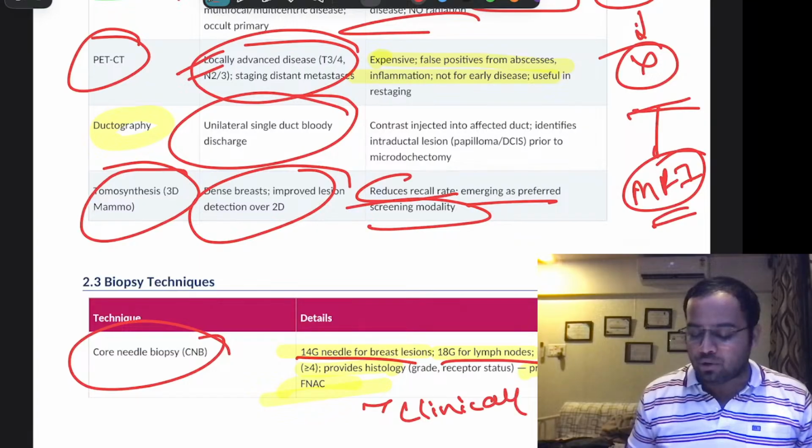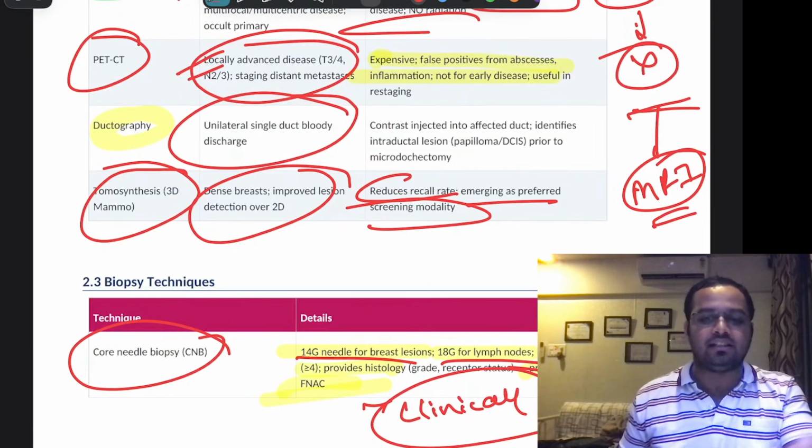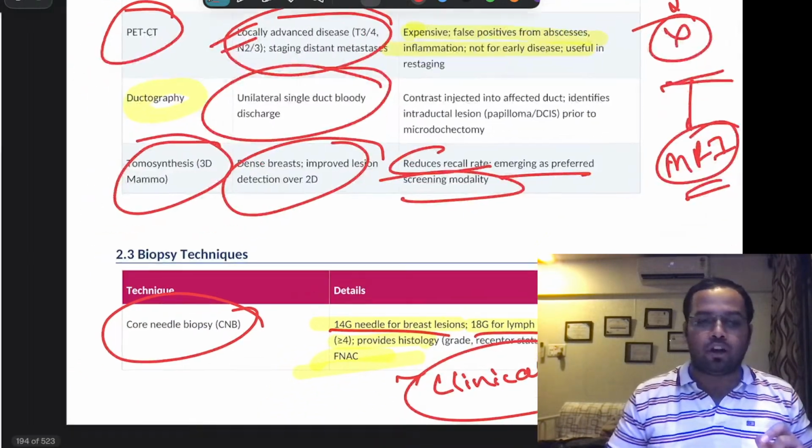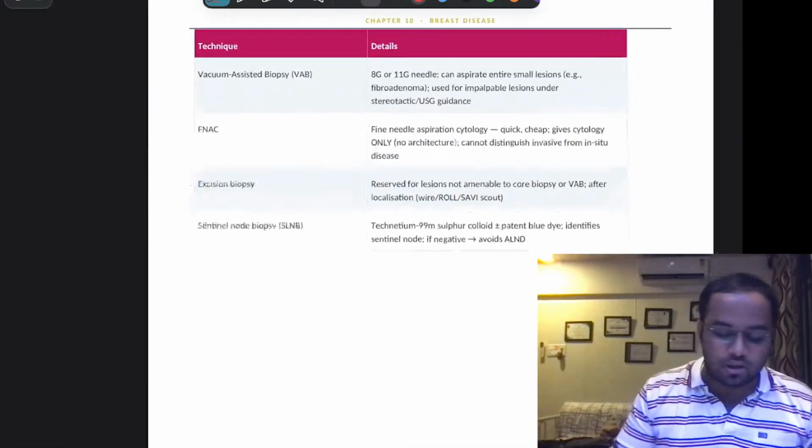So clinically, if you feel that this is pointing more towards malignancy, or there is a high-risk family history, you are going to go for a biopsy straight away. Don't waste time on FNAC.